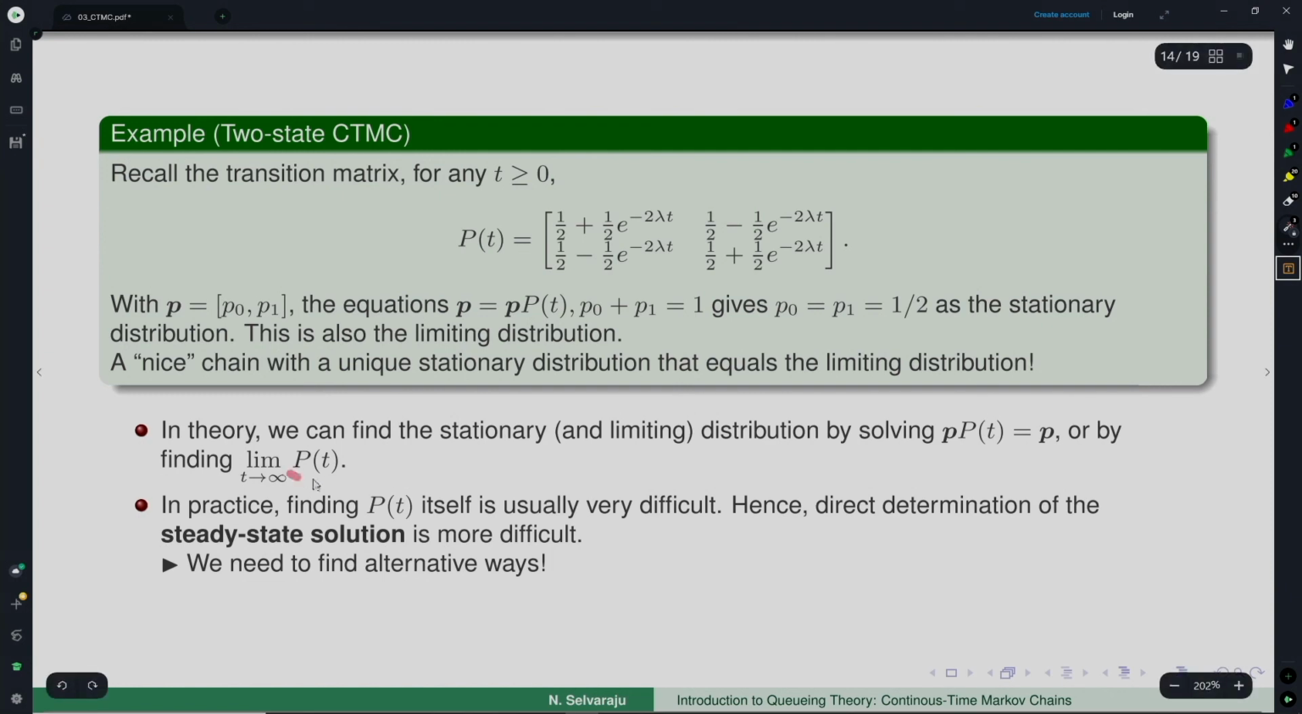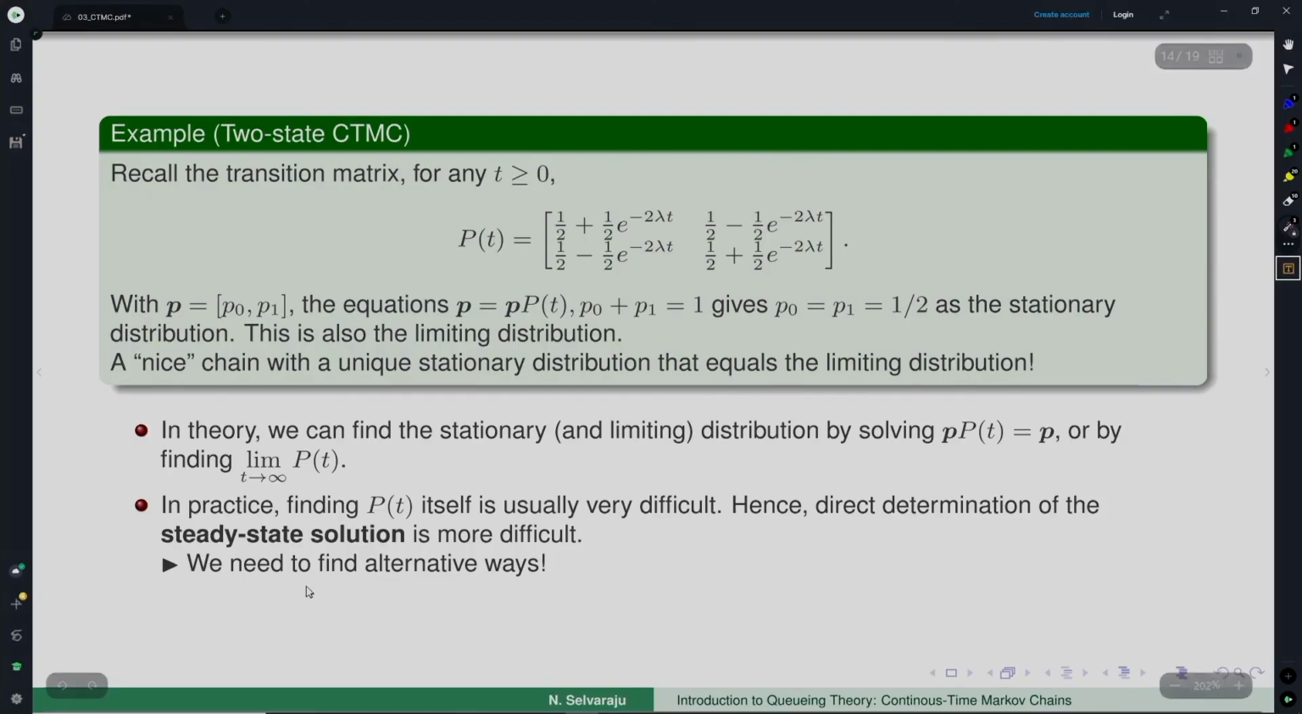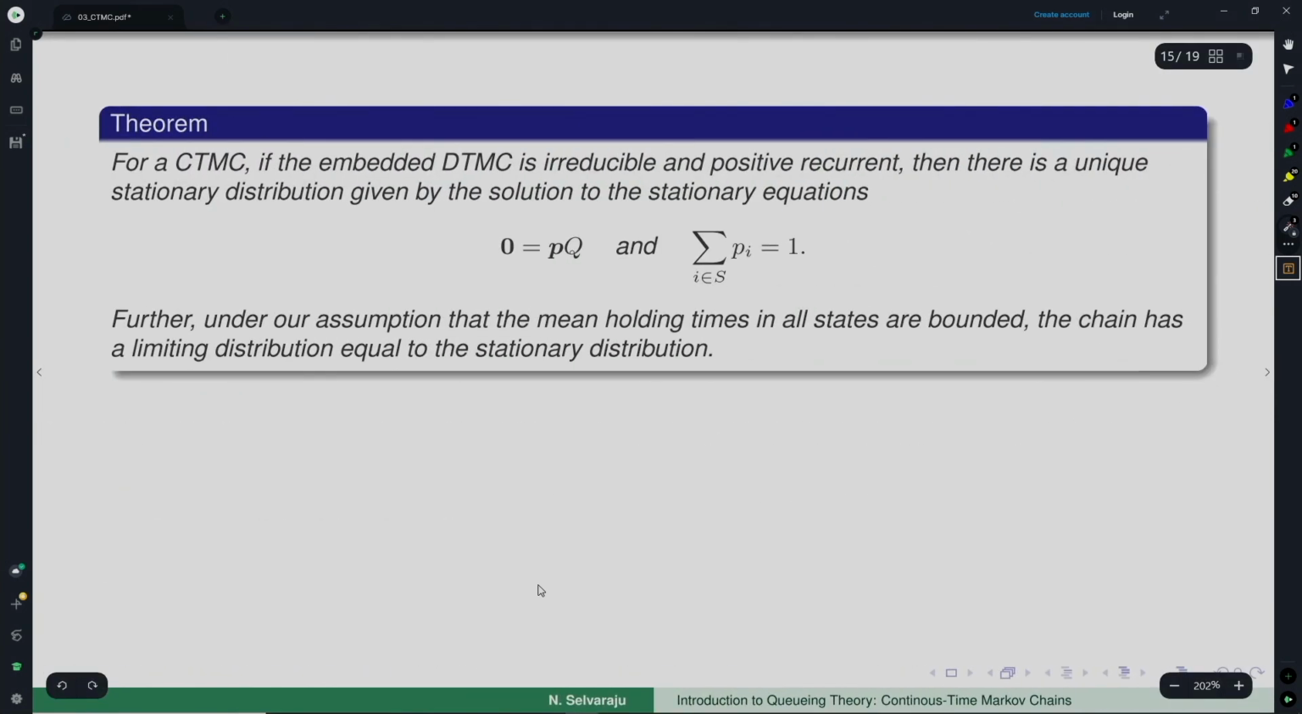But since this itself is difficult, the question of taking its limit after getting this p of t is also not a very simple job. So, we need to find alternative ways. Is there any alternative way to obtain this particular thing? And that is what this theorem gives us.